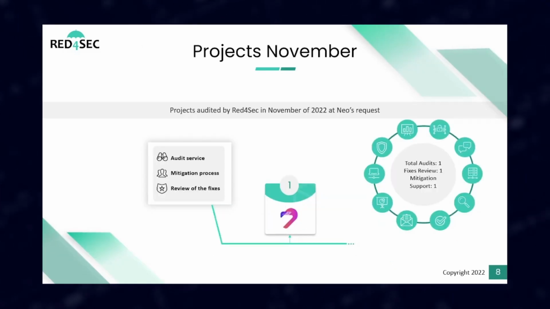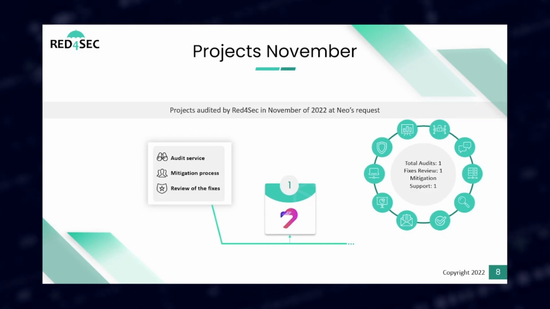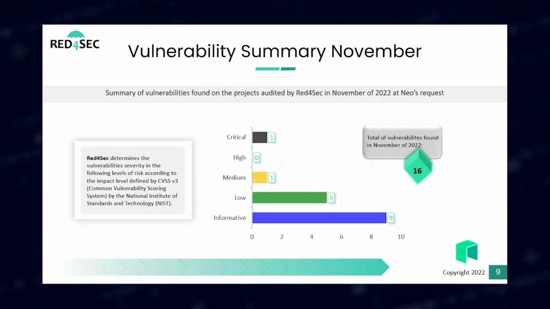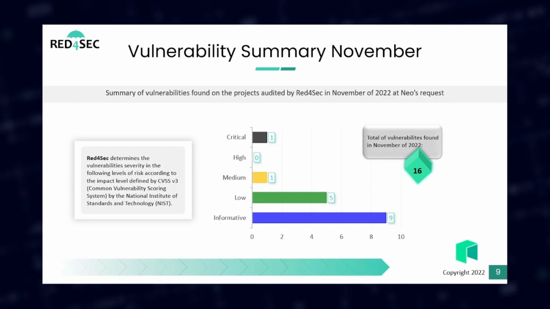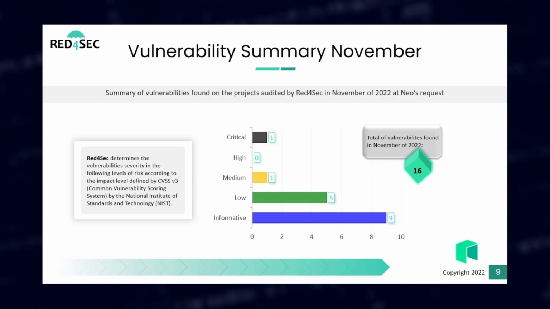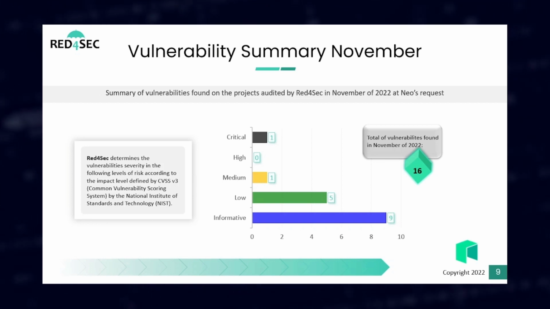Moving forward, in November, we planned and performed a second audit of the FUSD project, in which we found and reported a total of 16 vulnerabilities. As you may see in the graph, there was 1 critical vulnerability, 0 high, 1 medium, 5 low, and 9 informative.